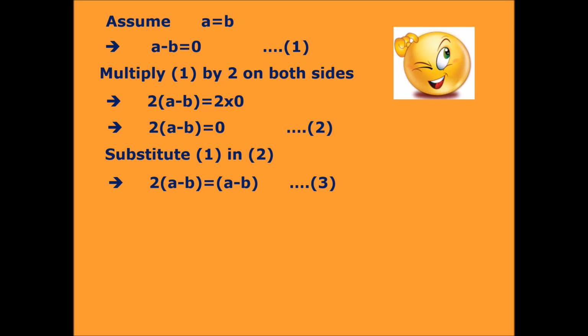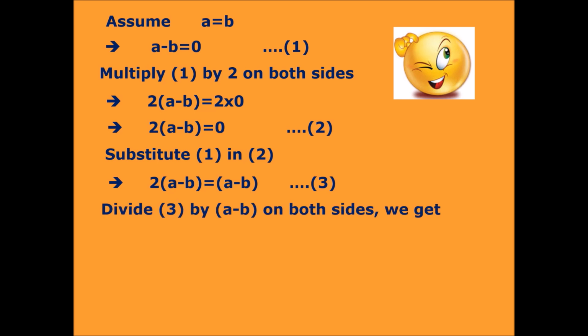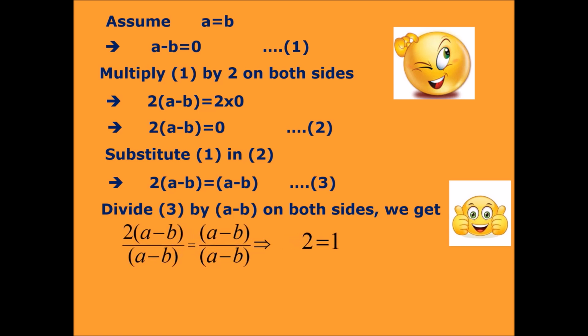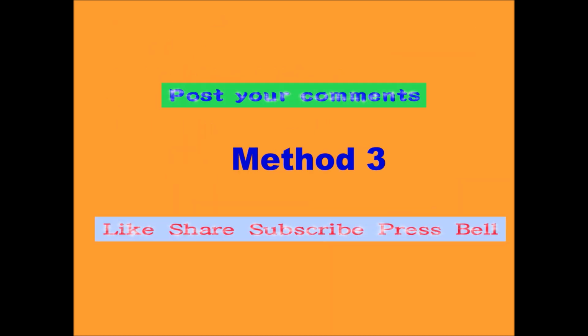In this equation, A minus B is common in both LHS and RHS. So divide by A minus B on both the sides. So we can cancel A minus B on both the sides and hence 2 is equal to 1. We proved 2 is equal to 1 using method 2. Let's get into method 3.